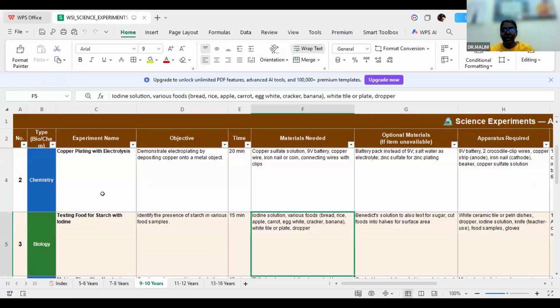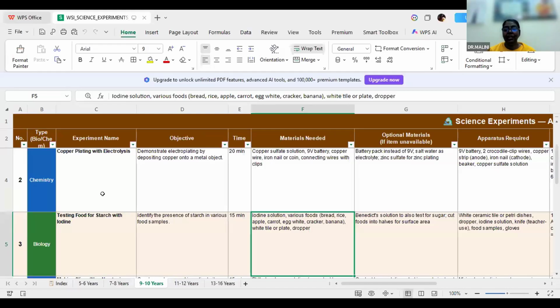The materials needed are, for those who didn't buy the experiment kit, you can just use this as a reference. You can get it at home and prepare at home. You can just try it at home. So that is iodine solution, various foods like bread, rice, apple, carrot, egg white, cracker, banana, a plate and a dropper.